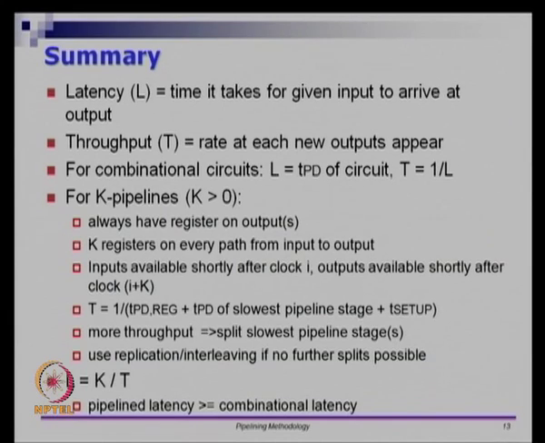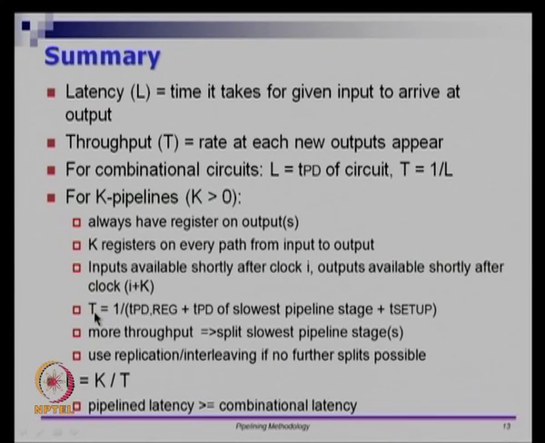Throughput is the rate at which new outputs are appearing. This also means the rate at which you can give new inputs. For combinational circuits, the latency is the worst-case propagation delay, and the throughput is 1 over the latency. For K-stage pipelines, where K is greater than 0, you should have K registers on every path from input to output. Input is available shortly after clock I, and outputs are available shortly after clock I plus K, right. So that is how we should take care of things.